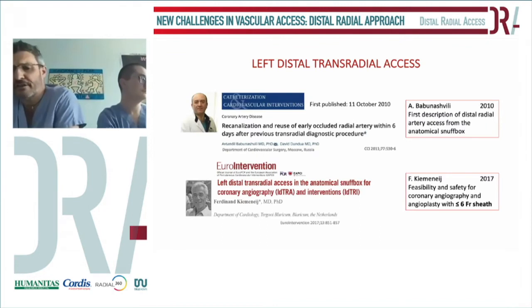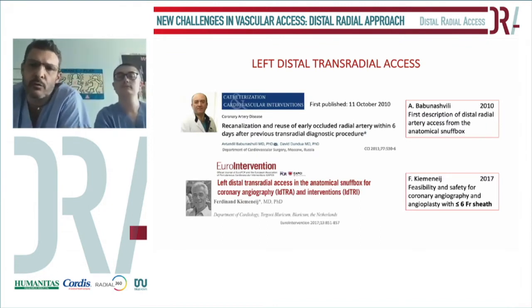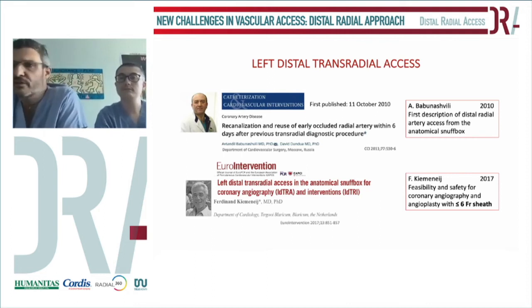The first description of the distal radial access was about 10 years ago, and it was described by Babunashvili, who performed his first case using the distal radial access to recanalize a total occlusion of the right radial artery at the forearm. Then all of you know perfectly the paper from Ferdinand Kiemeneij and his large series through the anatomical snuff box for coronary angiography and intervention.